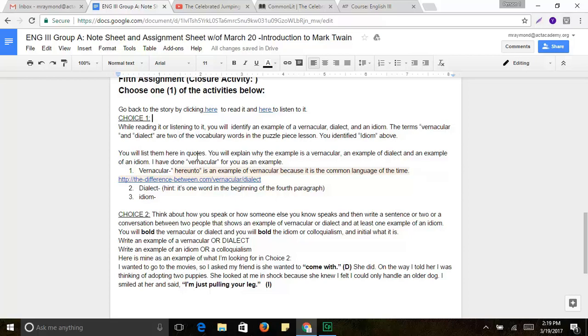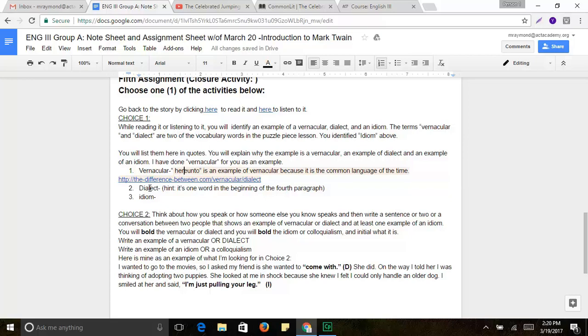Okay, so you will list them here in quotes. You will explain why the example is a vernacular, an example of dialect, an example of an idiom. I've done the vernacular for you as an example, so you don't even have to do that. So this is what I'm trying to show you here. Vernacular. Quote, this is directly from the story. Okay, so you're going to the story and you're going to find me an example of a vernacular. Well, you don't have to because I already did it here. So vernacular is hereunto. Is an example of vernacular because it is the common language of the time.